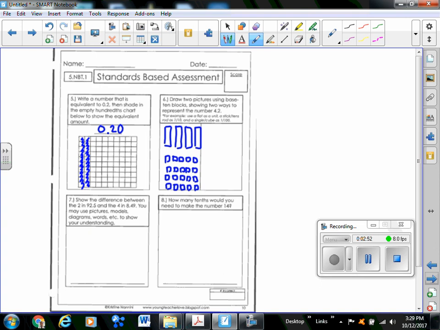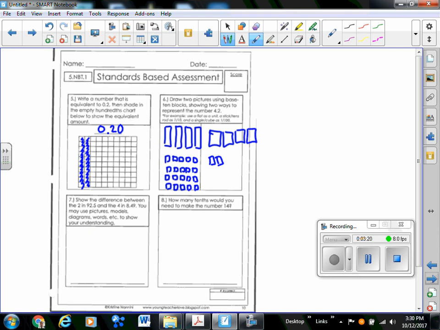Another way we could do it is think of that as 42/10. So you could also do 42/10 pieces. So you could do, or you could do big, 10, 20, 30, 40, 1, 2, depending on how you wanted to do it.